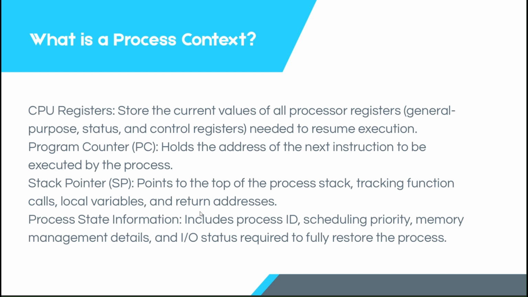Now that we know what information is saved, the next question is why does the operating system need to perform context switching frequently? Let's understand in the next slide. So we can move to the next slide to understand the process scheduling context.